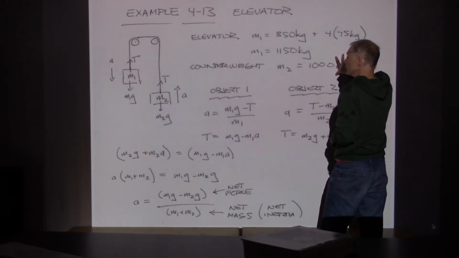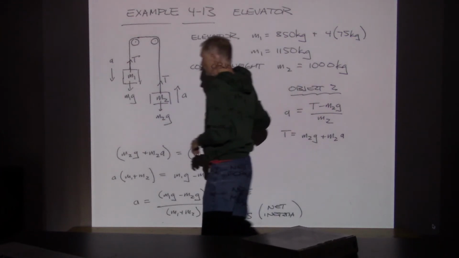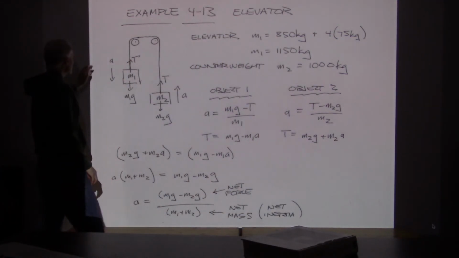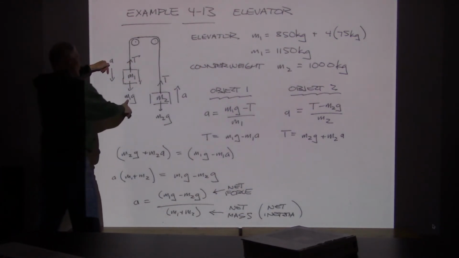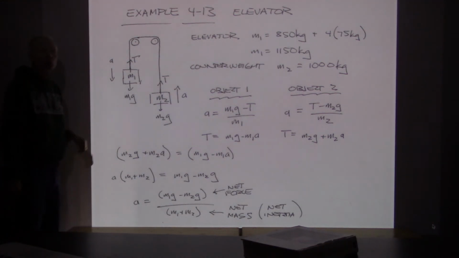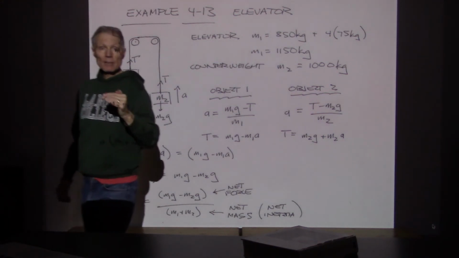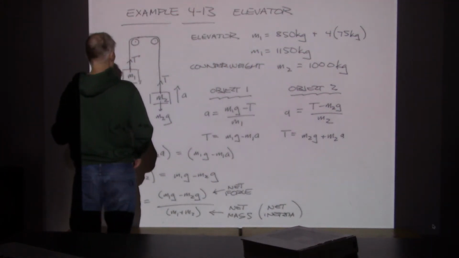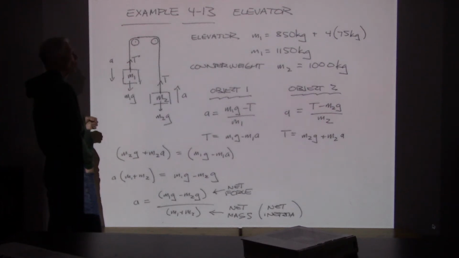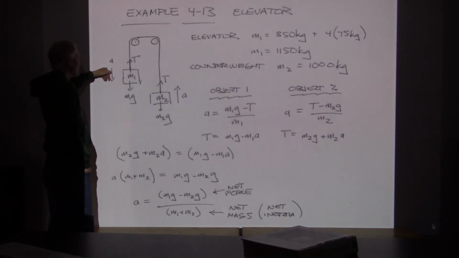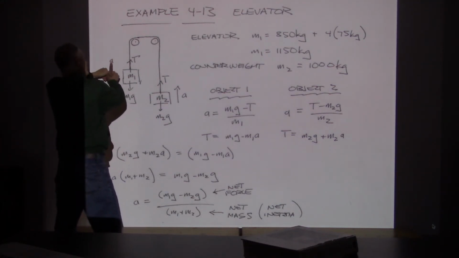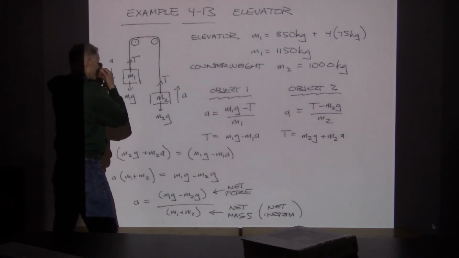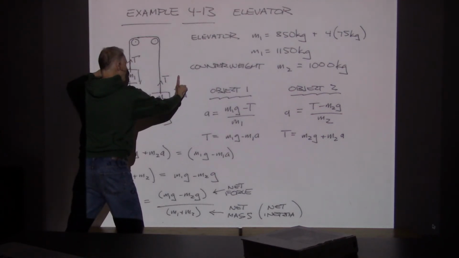M2 is 1,000. For object 1, which is the elevator, we're assuming the acceleration will be in this direction because M1 is bigger than M2. So M1g is going to be bigger than M2g. That's what's going to happen in this example. And so I'm writing the acceleration in this direction. Now the counterweight is going to have the very same acceleration, except the direction is opposite.